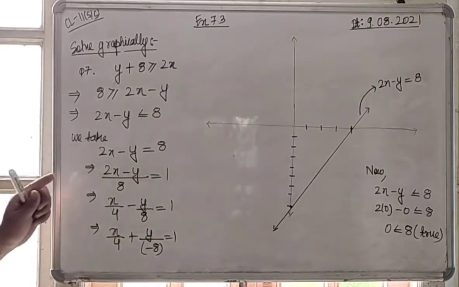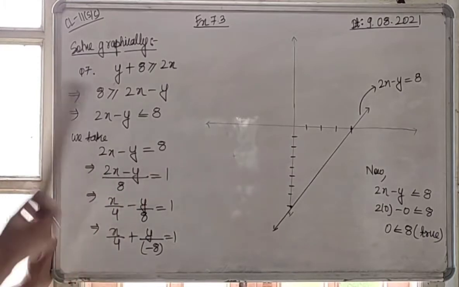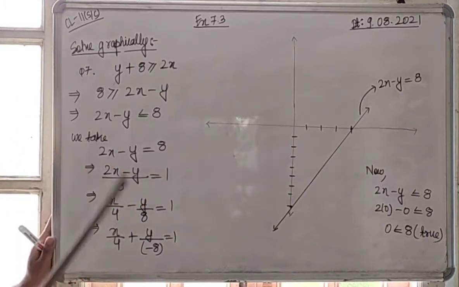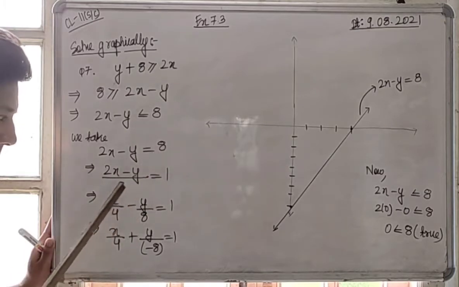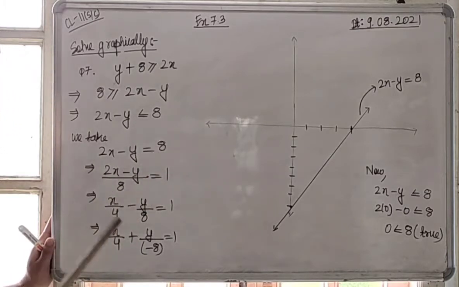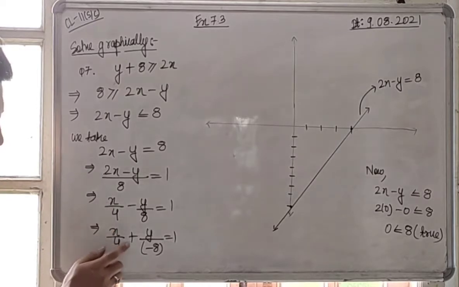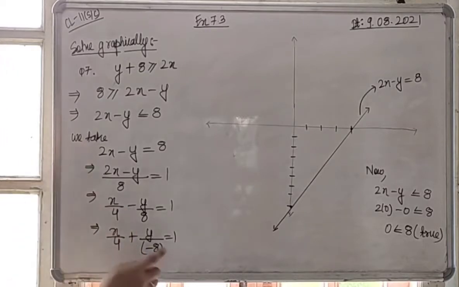Now what to do? Step number 1, take equals to 8. So take it as 2x minus y equals 8. Drop your 8 in the denominator, convert it into the intercept form. So x by 4 minus y by 8 equals 1. But in the intercept form, in between there is a plus sign. So what I've changed here is x by 4 plus y by minus 8, because minus into plus will give me minus, equals 1.